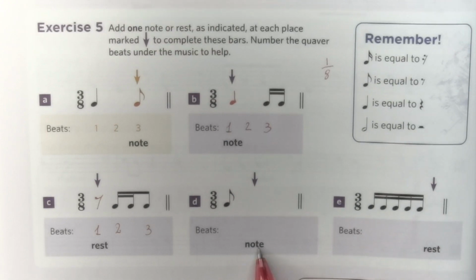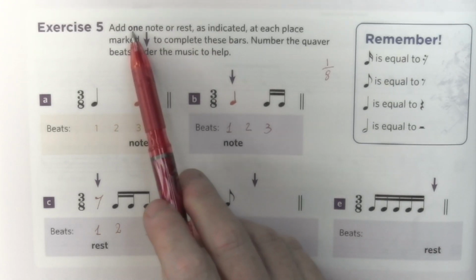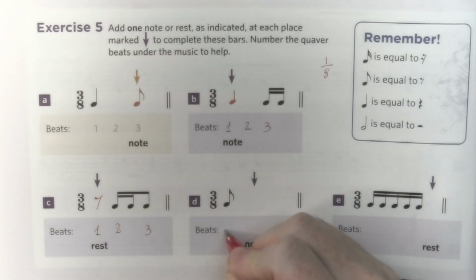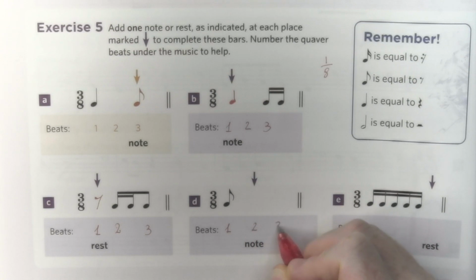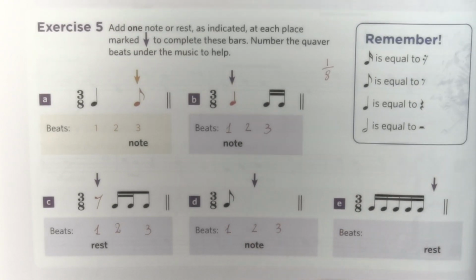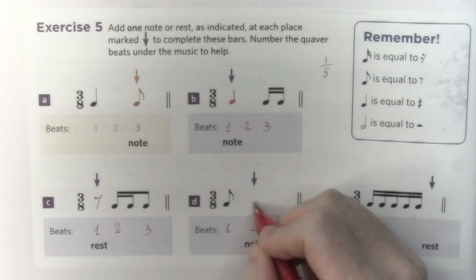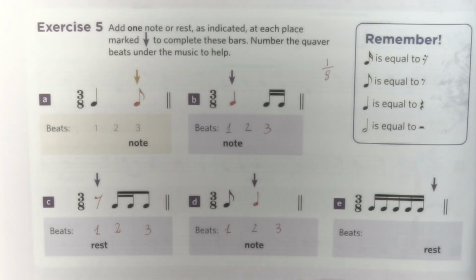In the next one we need to add 1 note. Again, they said to complete it with 1 note only. So the first beat is here with a quaver. Then we need a note that covers 2 quaver beats. And so that's another crotchet.